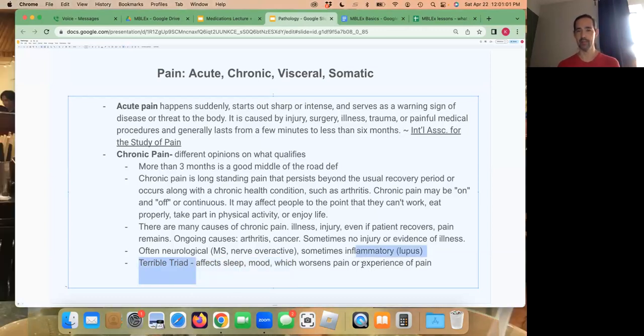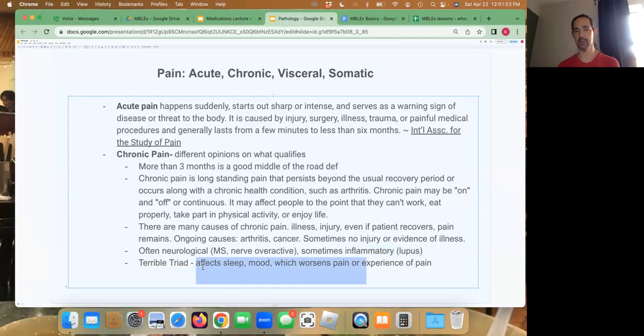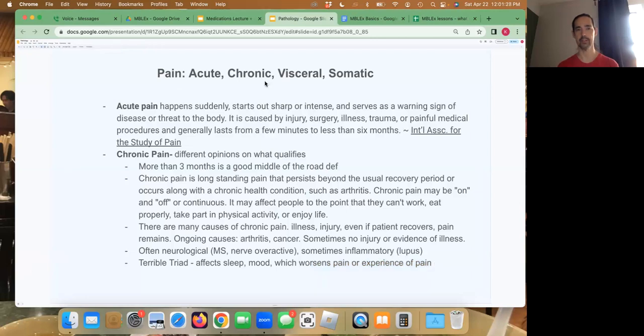The terrible triad. Wow, this is bad. A lot of people have been through this, including me. If pain affects your sleep, everything else becomes more difficult. It affects your mood, which then worsens someone's experience of pain. Remember, not all disabilities are visible. Someone feeling pain who is exhausted, that can be disability-level interference. The terrible triad. Okay. Any questions about acute pain, chronic pain, visceral pain versus somatic pain?